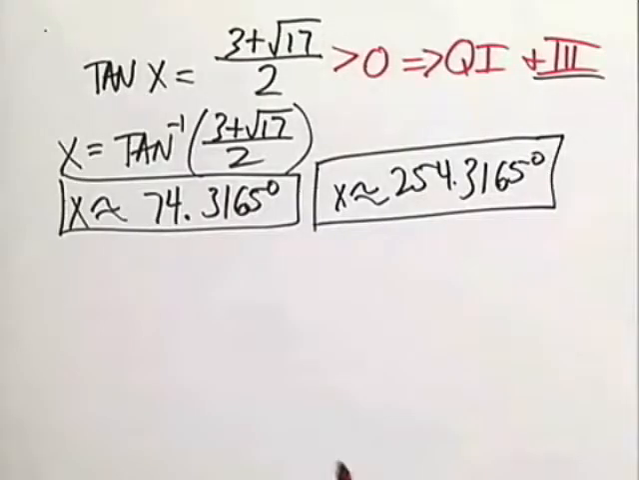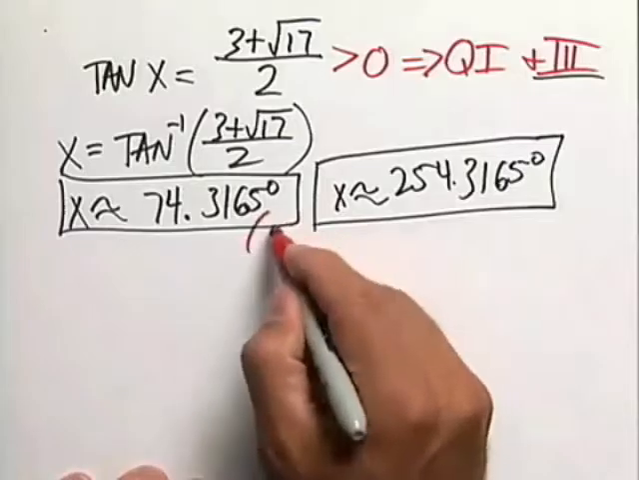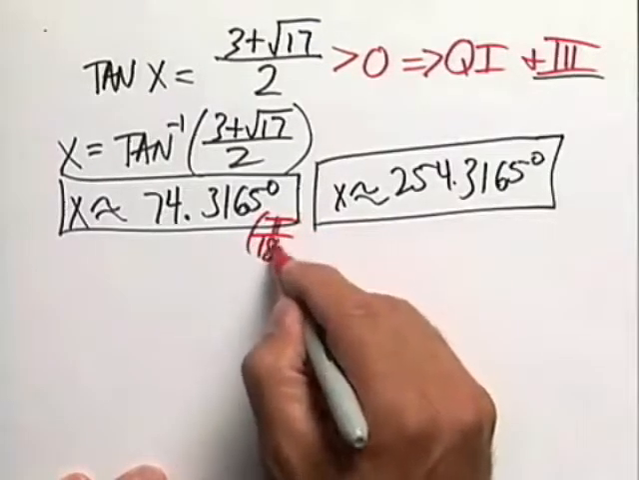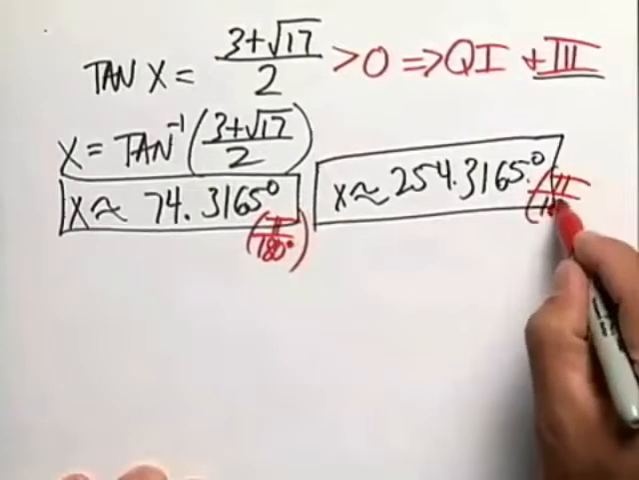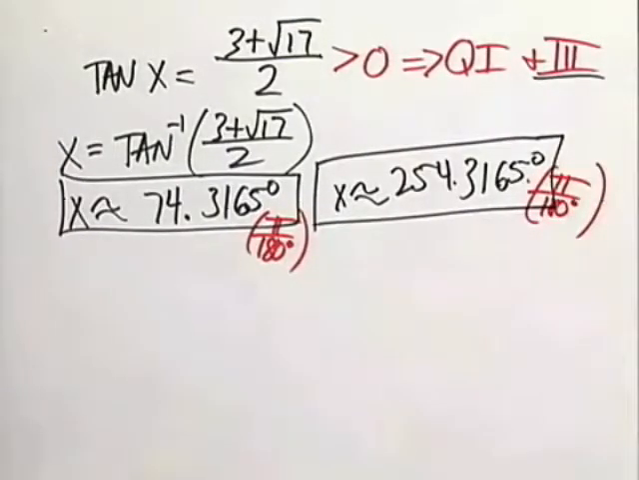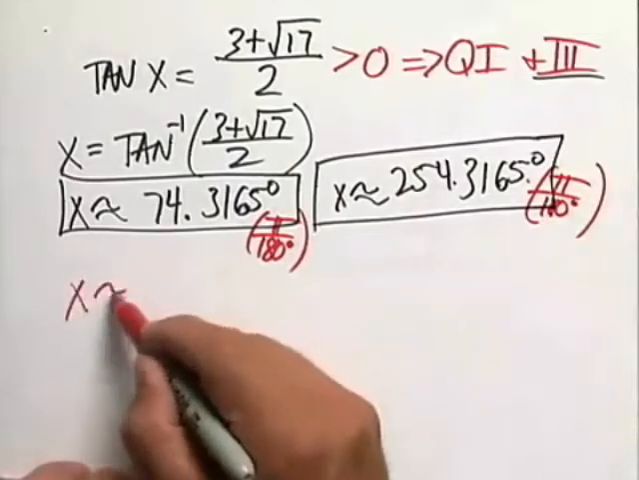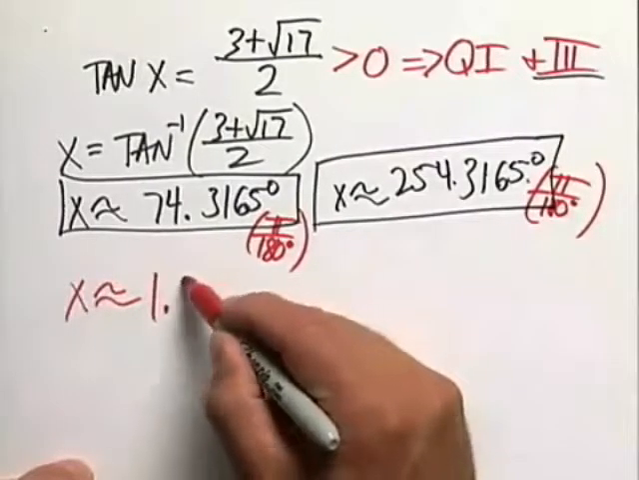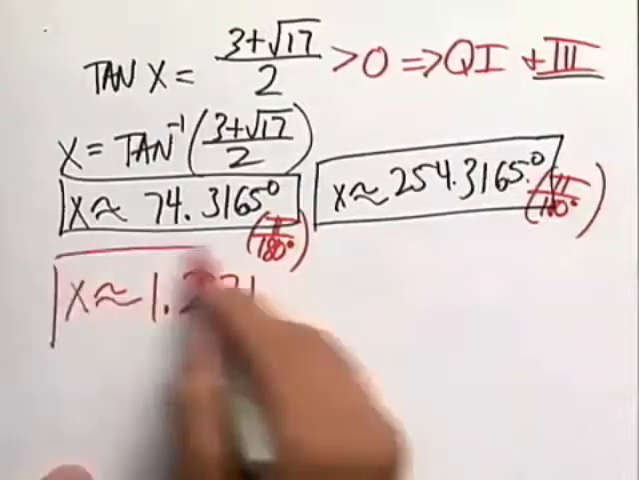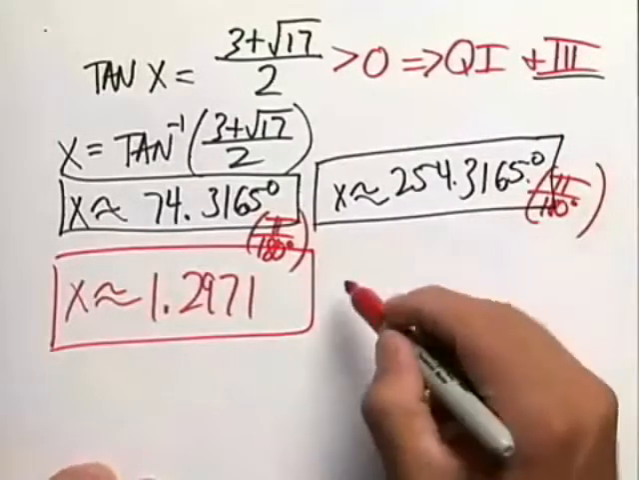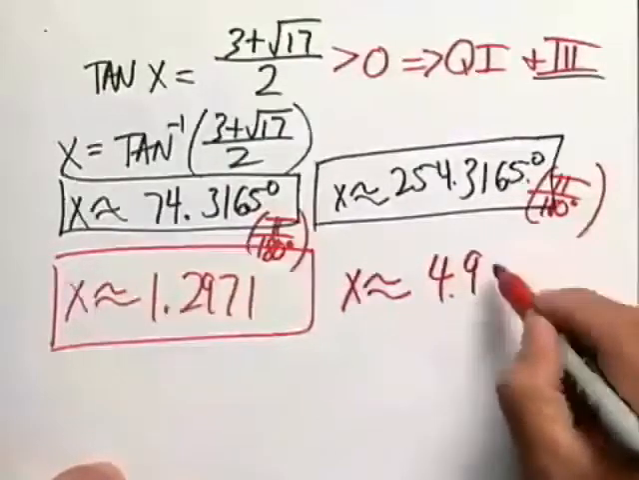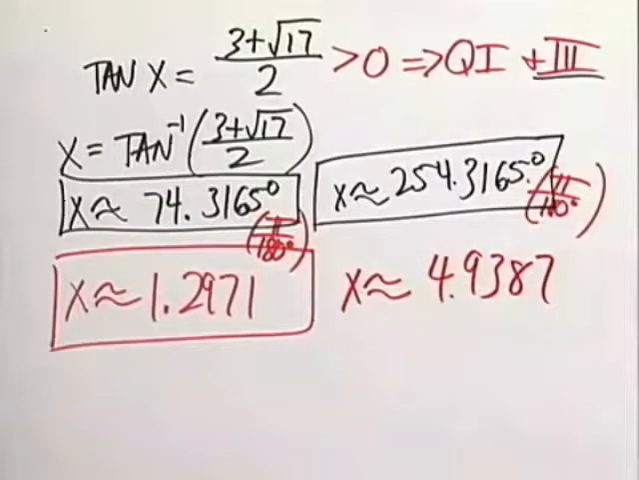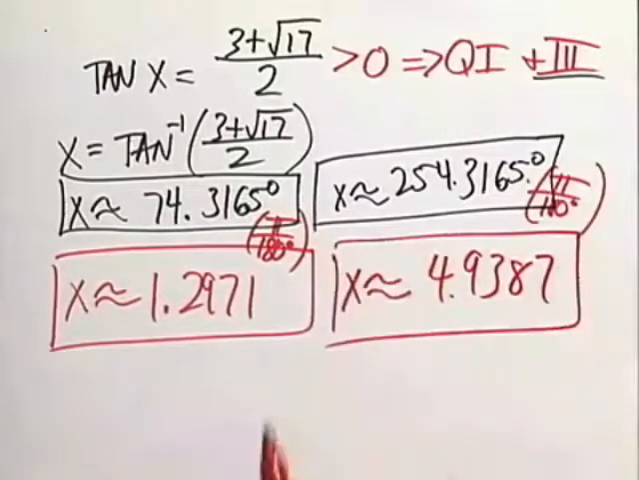Now, remember our directions. We needed our solutions to be between 0 and 2 pi radians, so we'll take each of our solutions in terms of degrees and multiply those by pi over 180, and in doing so, we'll obtain our solutions in terms of radians. So for the first one, again approximately to 4 decimal places, we get 1.2971. For our third quadrant solution, we get an approximate radian answer of 4.9387 radians, and those are the two solutions.